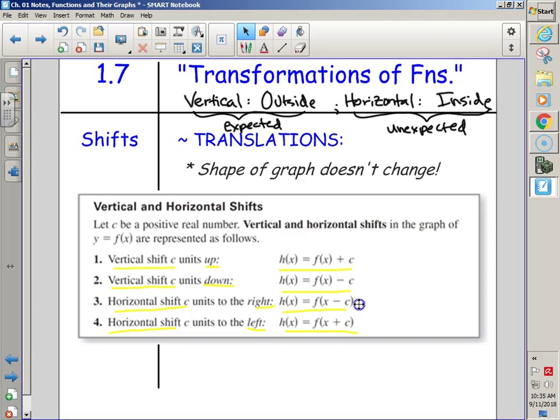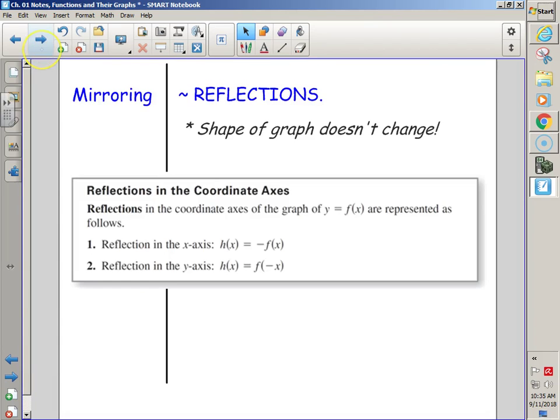So in shifting, if you see a plus on the outside, it's going to do what you think it does. It's going to go up. Addition is going to make it go up. Subtraction is going to go down. But why is this one unexpected? Subtraction makes it go right, whereas addition makes it go left. Now, I'm not going to make you write down anything else from today, but can we just see if these patterns hold up among the other types of problems? We're going to do some examples, etc.